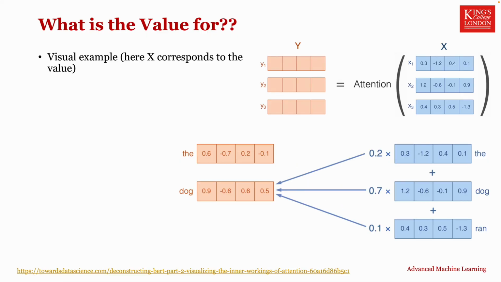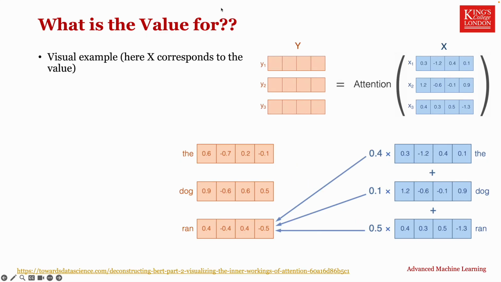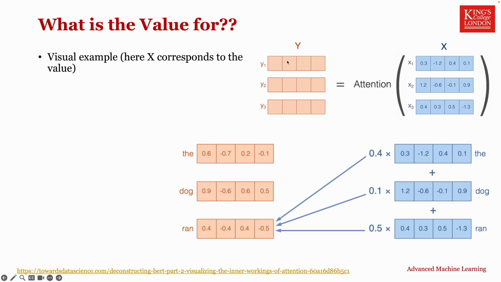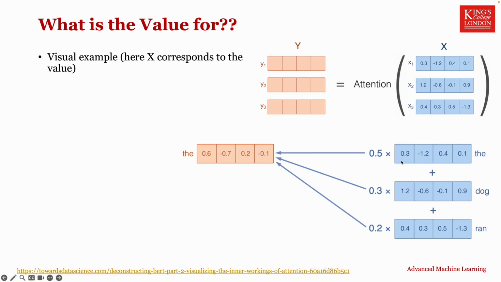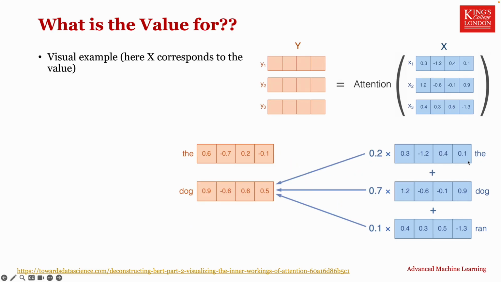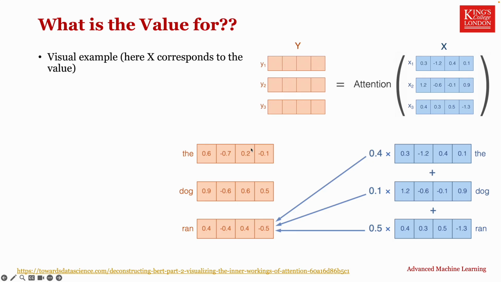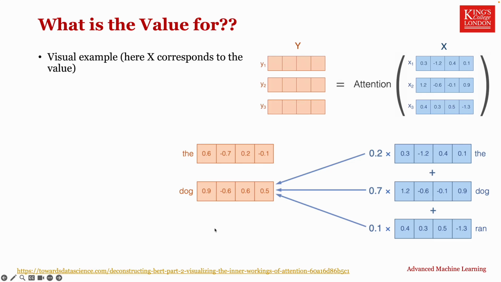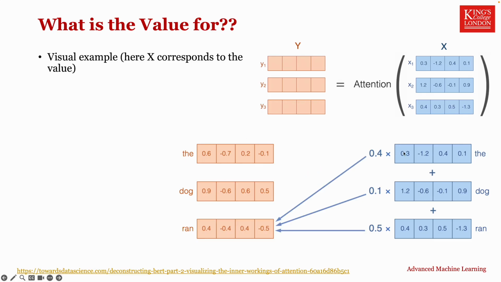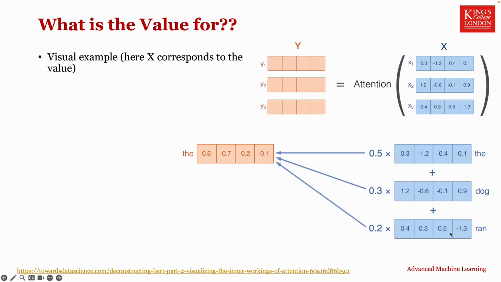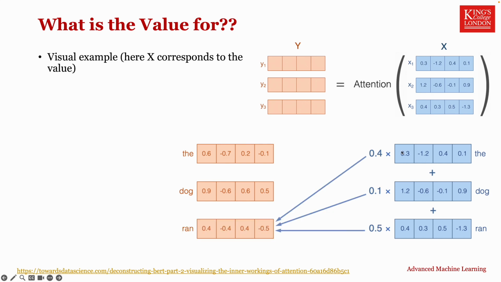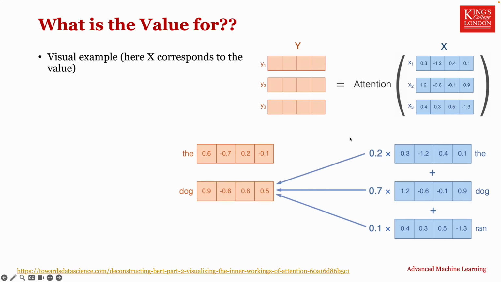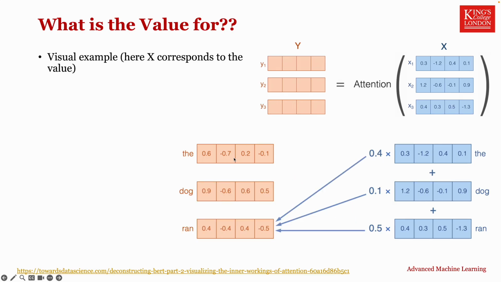So here we can just see this process in motion using a very simple 3-word sentence where each of the words corresponds to a 4-dimensional embedding. So D here is 4. And we can see that the new tokens for the, dog, and ran are formed from a weighted combination of these 3 tokens from the previous layer. So you're just adding these vectors up as a weighted sum, and then you get a new token.